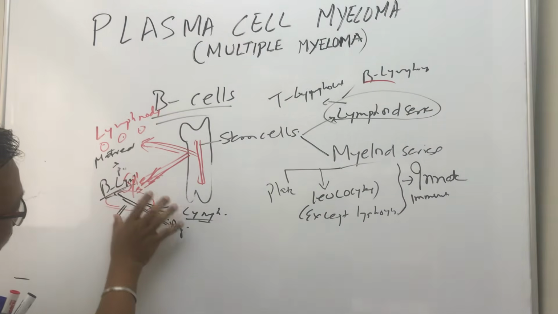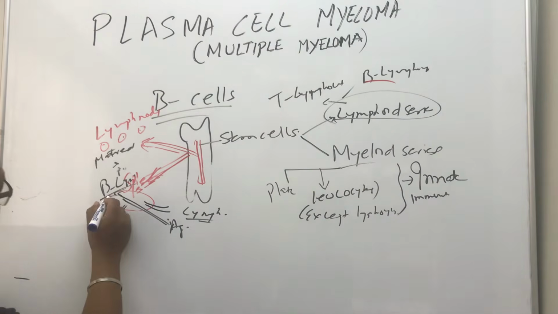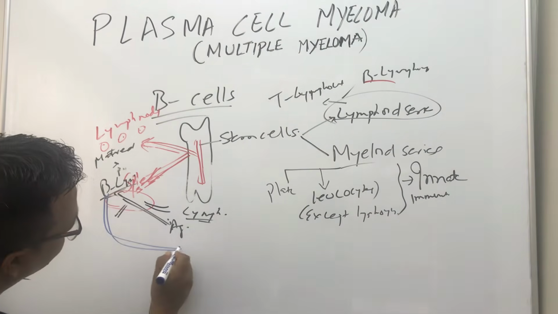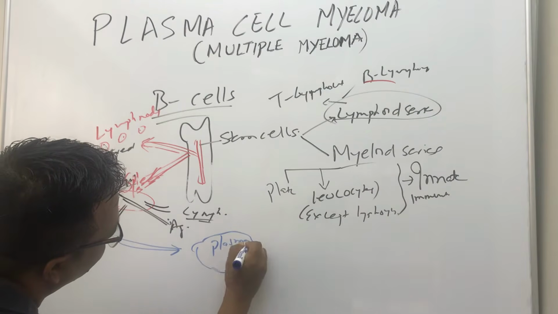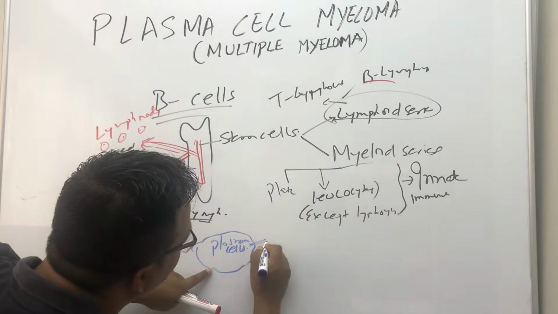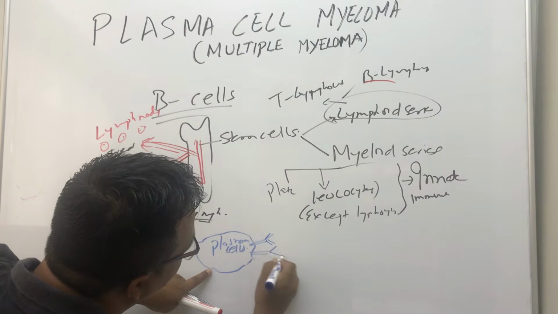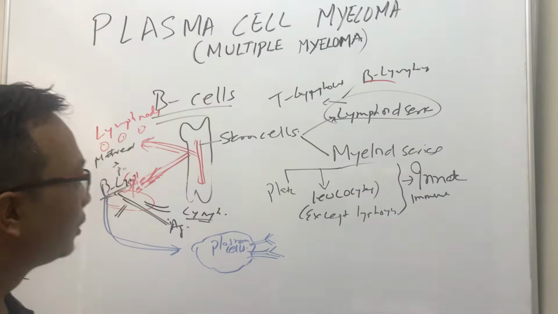Now, once they are exposed to antigens, these B lymphocytes will develop into plasma cells. These plasma cells secrete antibodies. Now we know antibodies are made of light chains and heavy chains. So that is the rule.